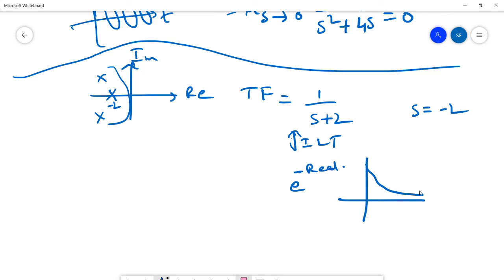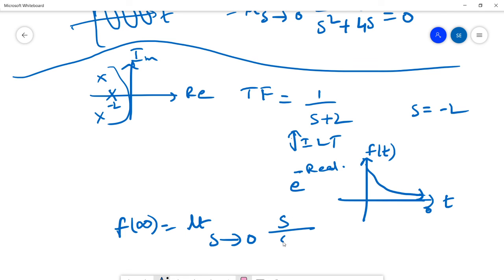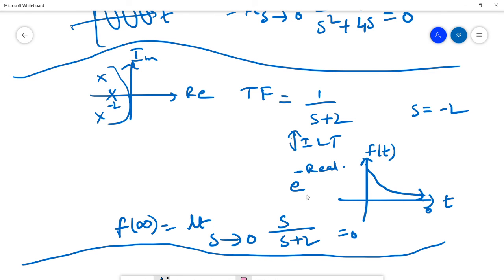It would be like this. So what happened is it is actually tending towards 0. The function f of t would be tending towards 0 as time tends to infinity. F of t tends to 0. So final value theorem, f of infinity is equal to limit s tends to 0, s by s plus 2, s into f of s. So just apply 0 to that. 0 by anything is 0. So it is actually working when you have a pole at left hand side.